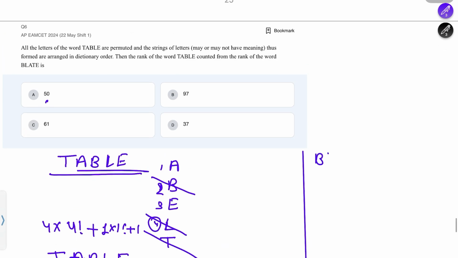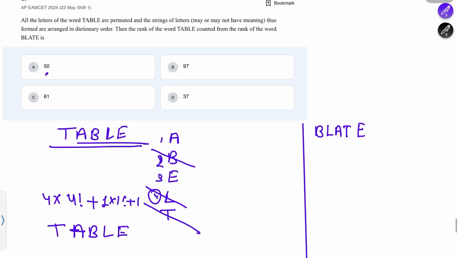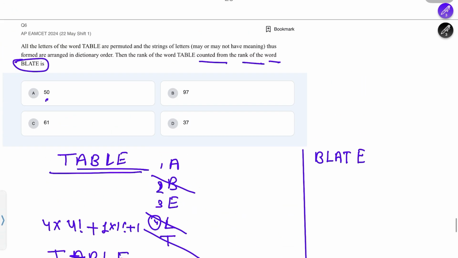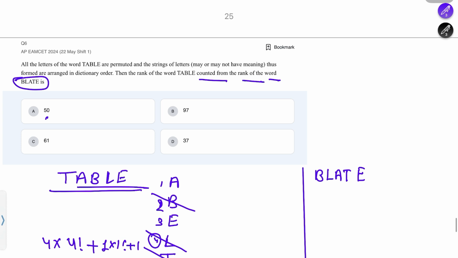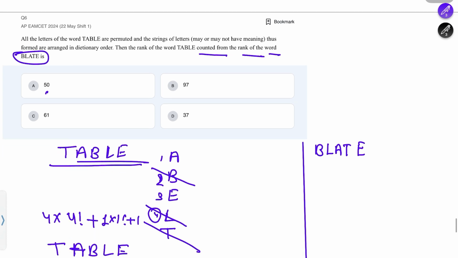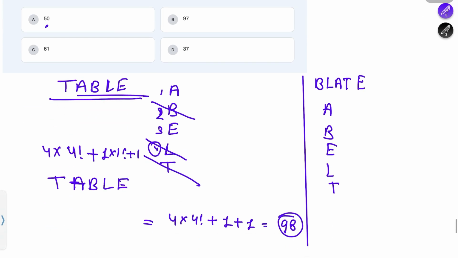So BLATE, because the question asks for the rank counted from the rank of the word BLATE. BLATE rank starts from the first letter B. So A, B, E, L, T: first is the B letter, so starting with B is 2, position 1 and 2, so 2 into 4 factorial. Then cancel out. In the second position B is already used.